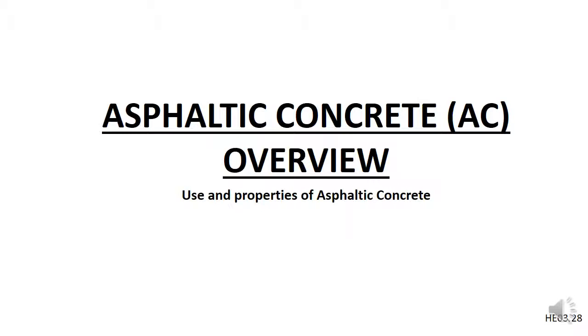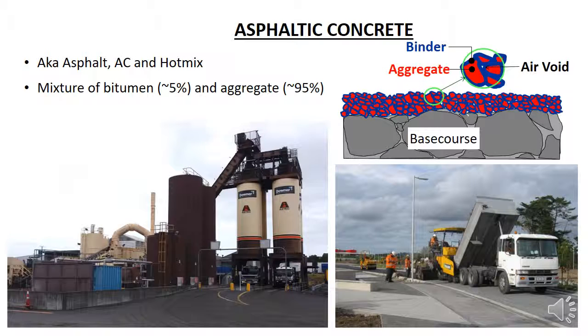In this video, we will look at asphaltic concrete as a surfacing in general. Asphaltic concrete is also known as AC, asphalt or hot mix. It has the aggregate and binder heated and mixed together at the batching plant, as shown in the photo to the left. This results in each aggregate particle having a coating of binder around it.